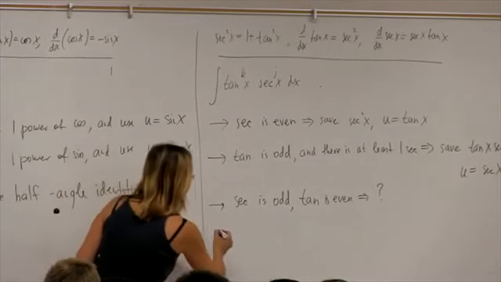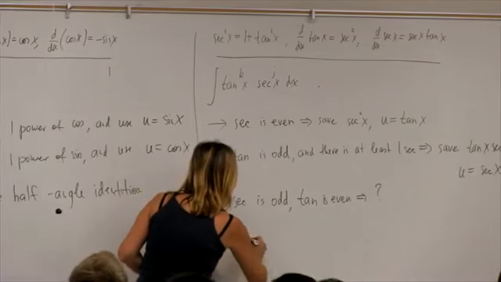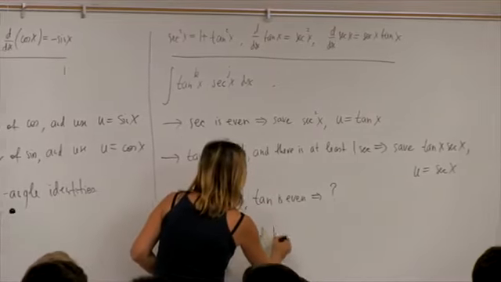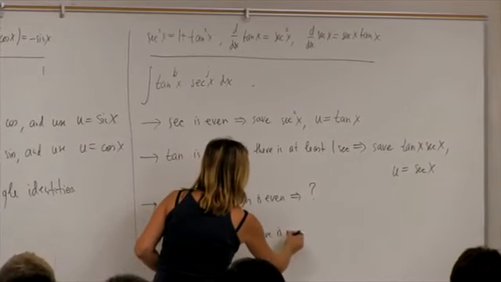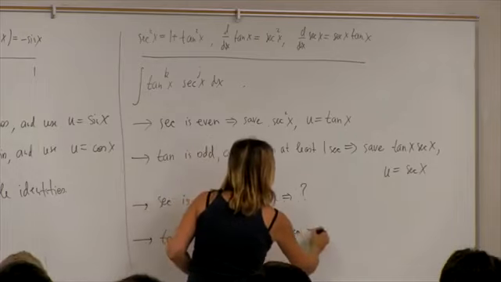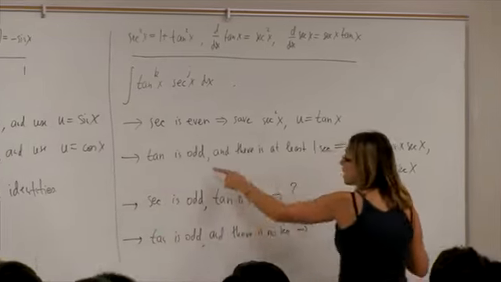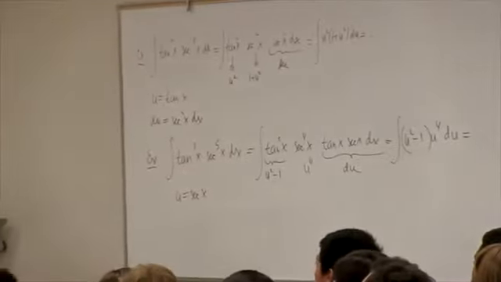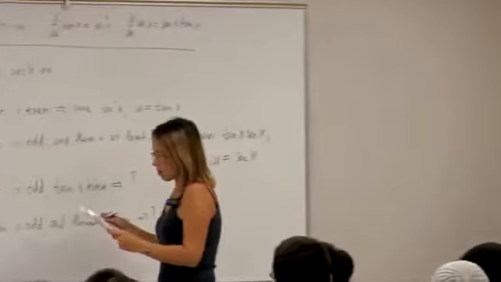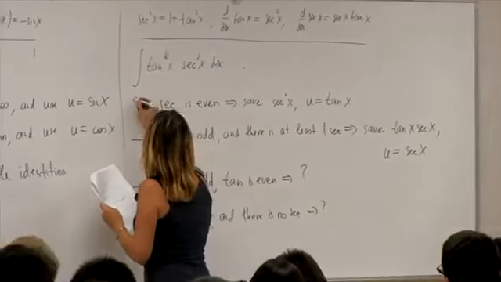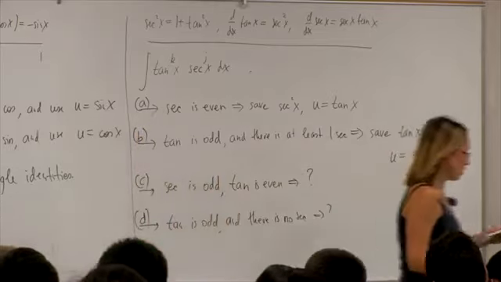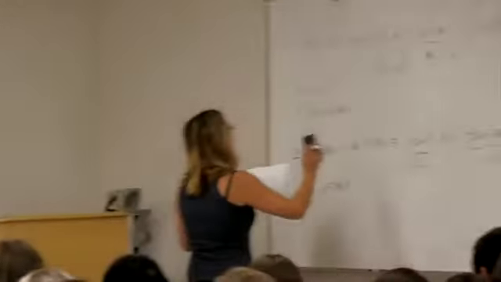And there's a fourth possibility. Tangent is odd, and there is no secant. So if tangent is odd and there's no secant, I cannot save one power of secant to arrange for this. Okay, so that's another thing that we'll have to explore, and these are difficult. So let me start, maybe we can number them. So this is A, B, C, and D. I'm going to start with case C.